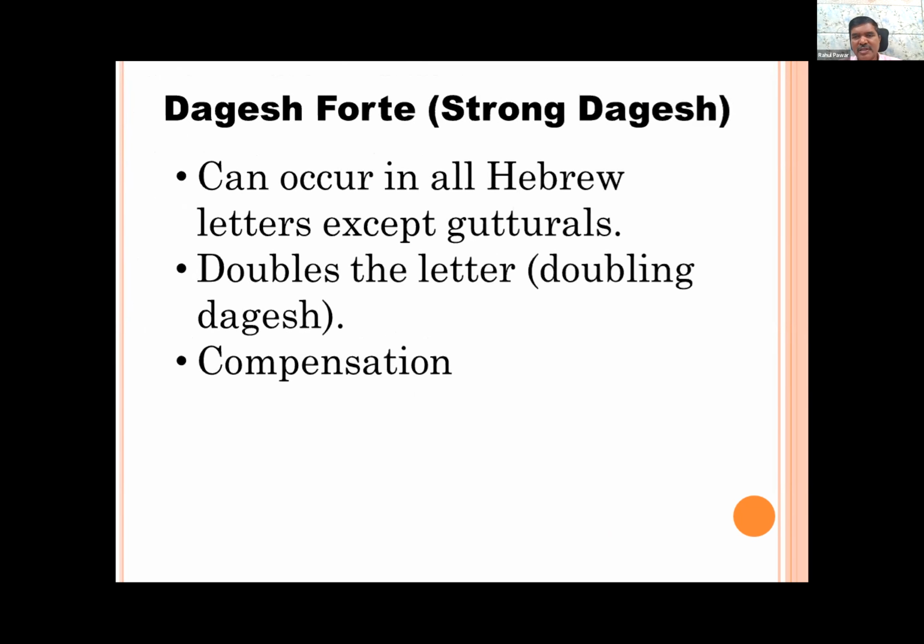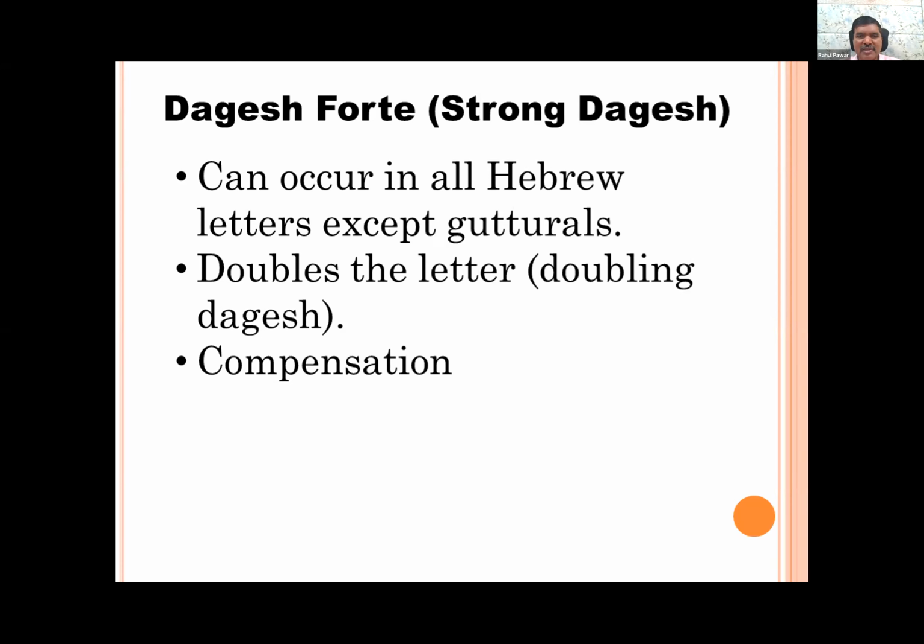Dagesh Forte is called a doubling dot, and it can occur in all Hebrew letters except gutturals. Already I told you, the doubling dot can occur in all Hebrew letters except gutturals. Now tell me which are the guttural letters. Lifetime you have to remember gutturals: Aleph, He, Chet, Ayin, and sometimes Resh.